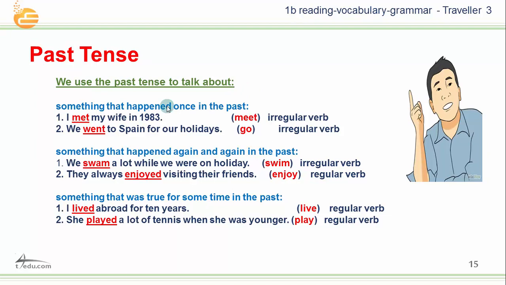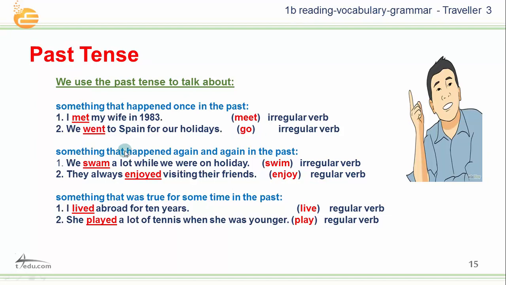So here are some examples of simple past. I meet. We can't say I meet. Meet is an irregular verb, so we say I met my wife in 1983. So meet, met in the past. We went to Spain for holidays, because go is an irregular verb. So in the past, we change go into went.